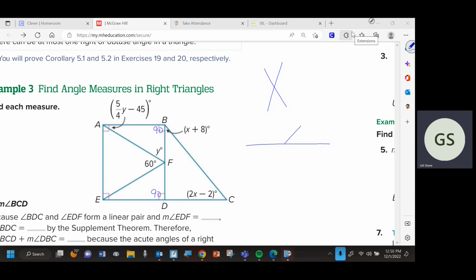you're looking for that linear pair thing we just did a minute ago. Do you see anywhere where there is a line separated into two angles?